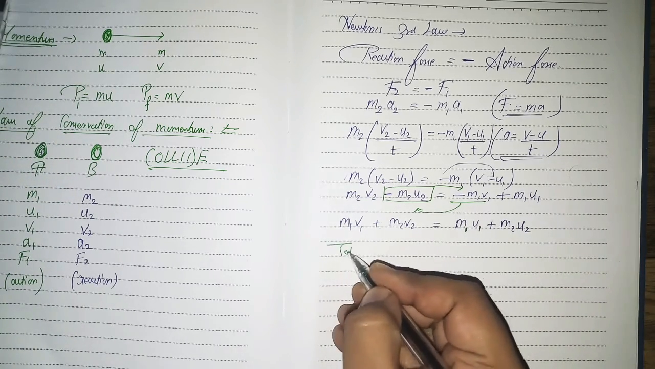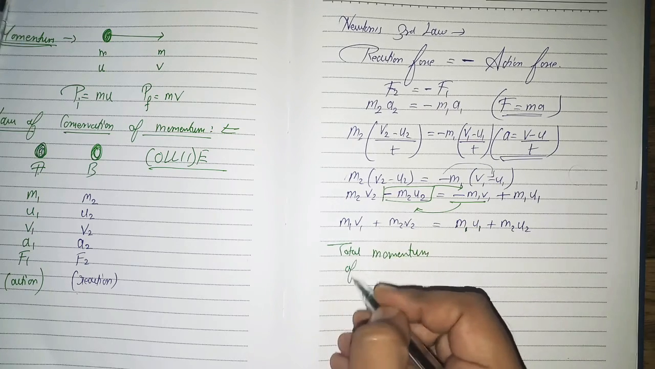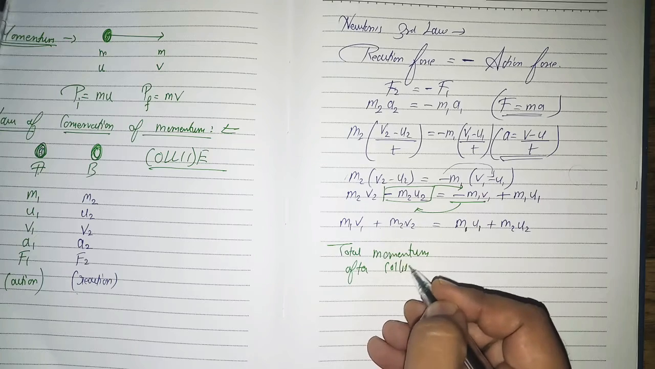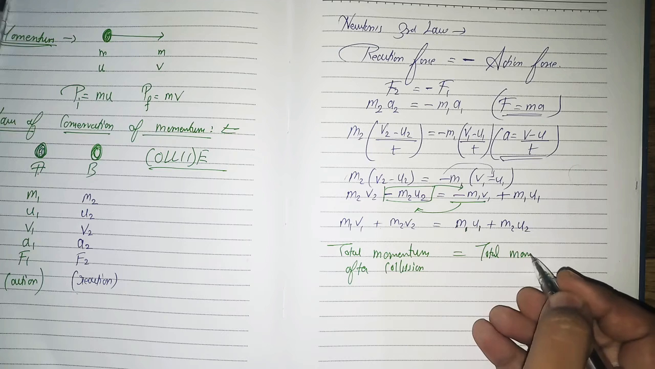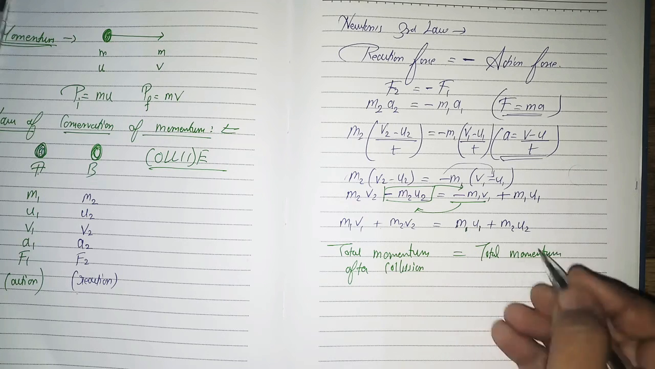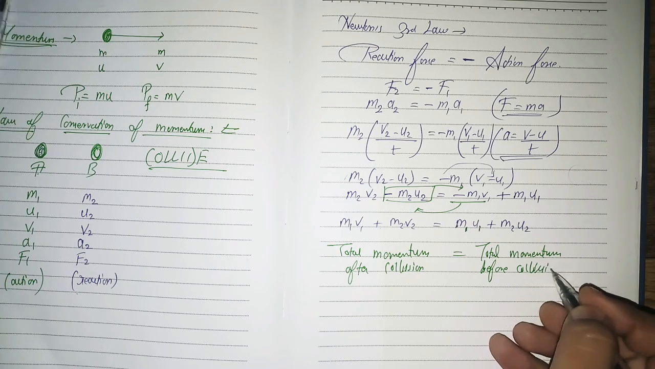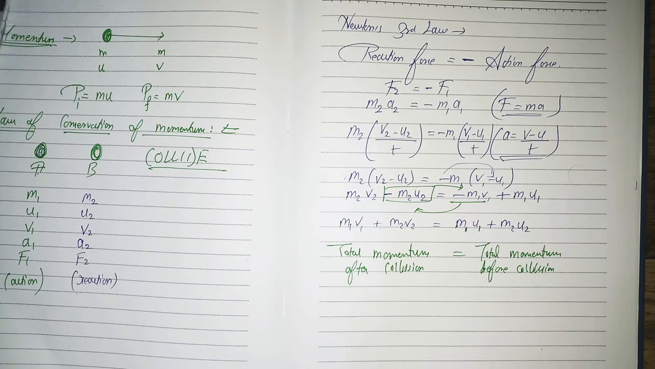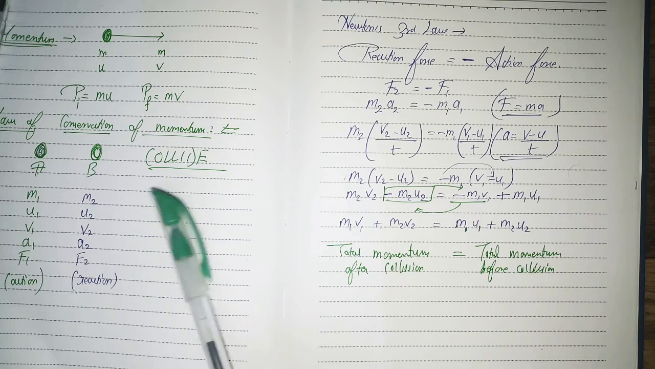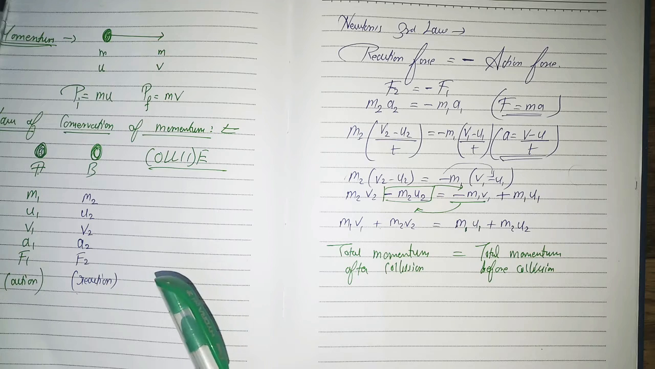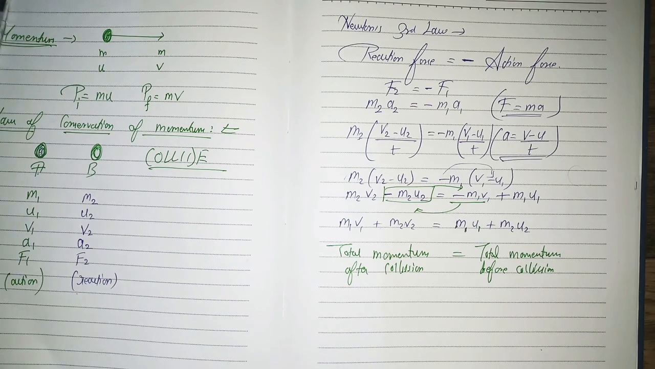So the total momentum of the entire system after collision is equal to total momentum of the system before collision. So that's how we can say that in case of collision between two objects, the momentum is always conserved.